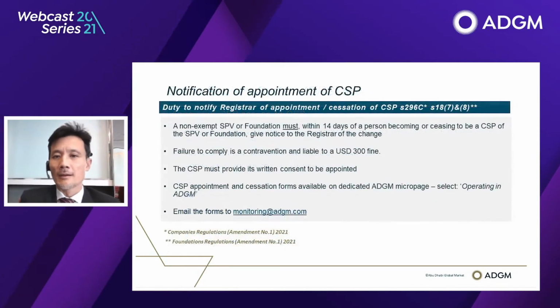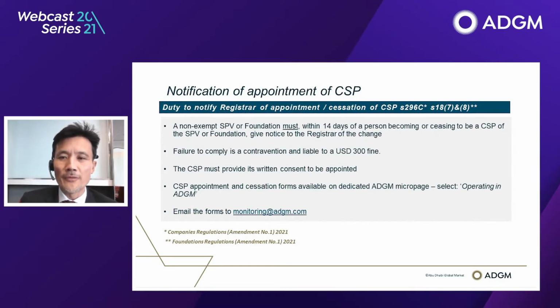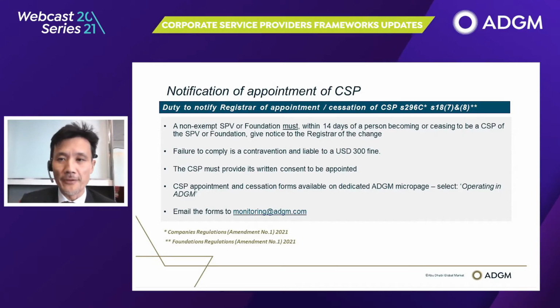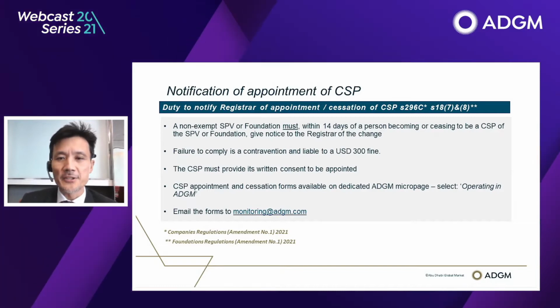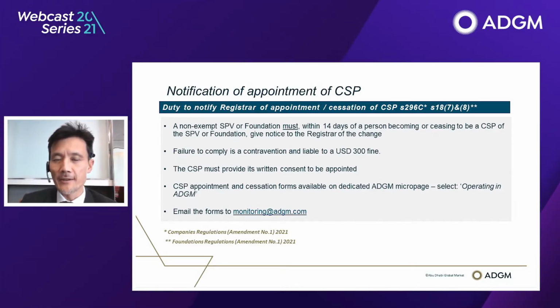Next. A non-exempt SPV or foundation must, within 14 days of a person becoming or ceasing to be a CSP of the SPV or foundation, give notice to the registrar of the change. Failure to comply is a contravention and you'll be liable to a fine of $300. Further, the CSP must provide its written consent to be appointed.